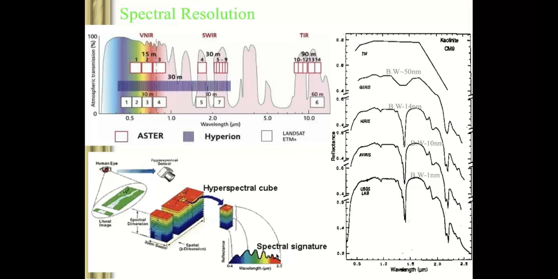Similarly, no two objects have a similar type of spectral signature. And that is the technology we are using for object identification, because the spectral signature is very unique. No two spectral signatures are the same.